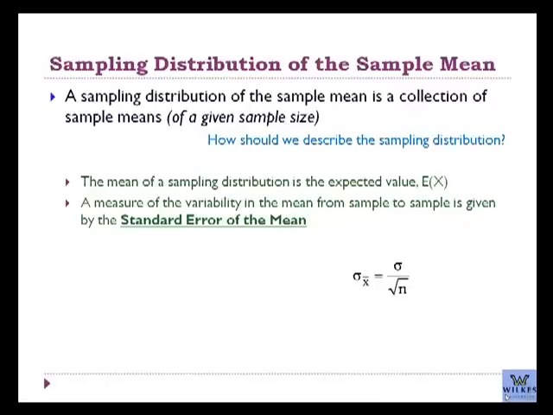The measure of variability is the standard error of the mean. And we start with the standard deviation, but now we factor in the sample size. So we divide the standard deviation by the square root of the sample size.